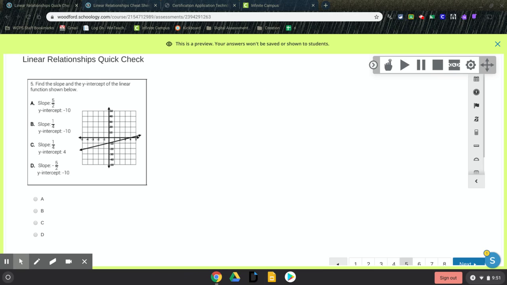Number 5, find the slope and the y-intercept of the linear function below. So take 2 points, find your slope, and then find your y-intercept, so where it crosses the y-axis.